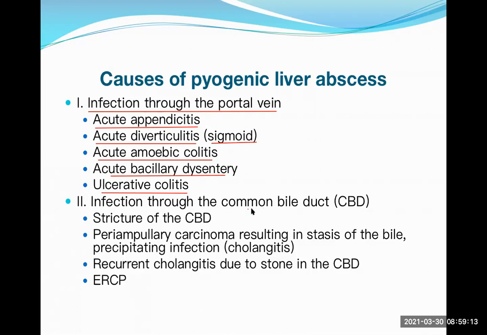Now, infection through the common bile duct: stricture of the CBD, periampullary carcinoma. Now you have heard about this. It's one of the cancers which occurs around the ampulla of Vater, and if that causes cholangitis, then through the common bile duct the infection may ascend up towards the liver and can cause an abscess. Recurrent cholangitis because of a stone in the common bile duct, which is very common. This stone in the CBD is called choledocholithiasis. It can give rise to recurrent cholangitis. This is an infection.